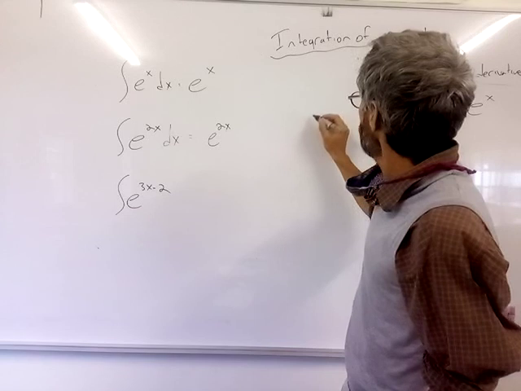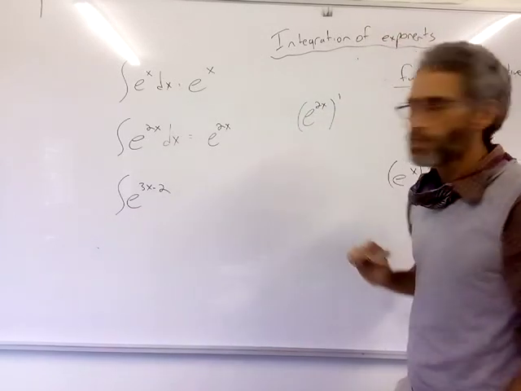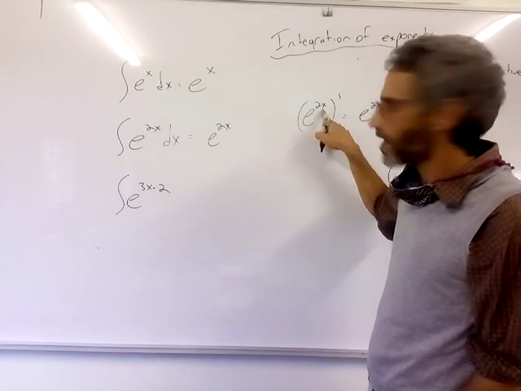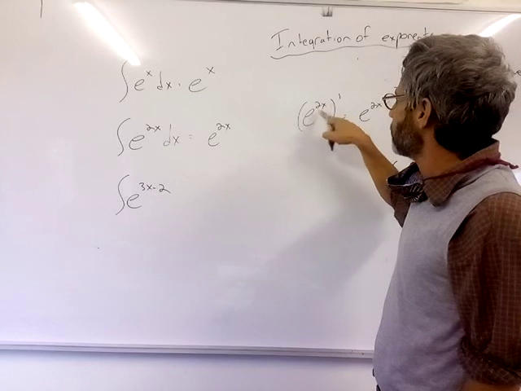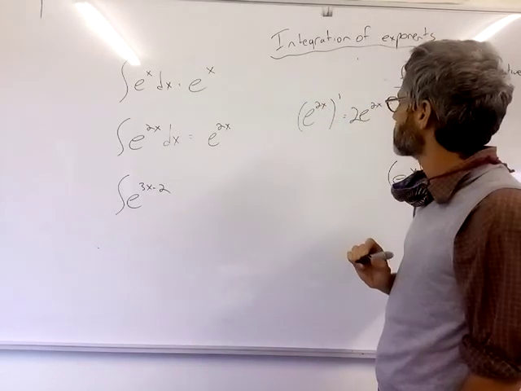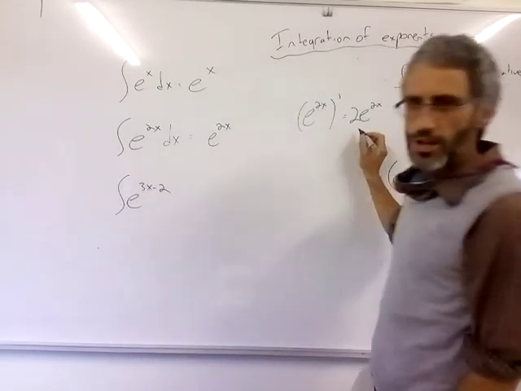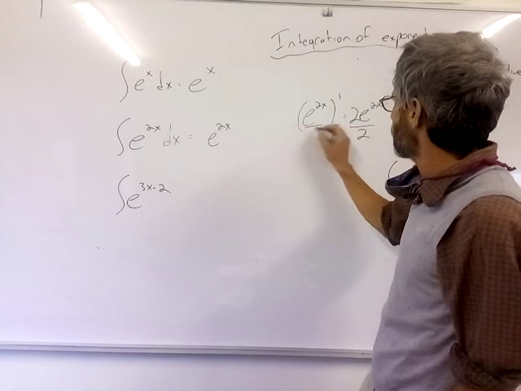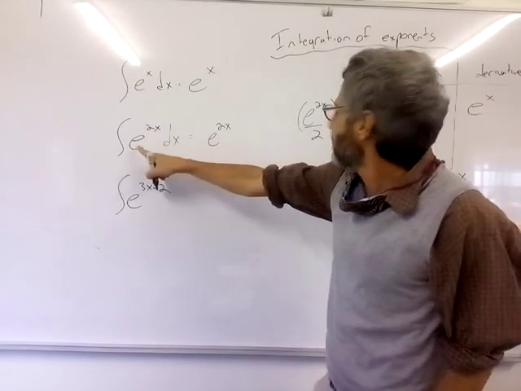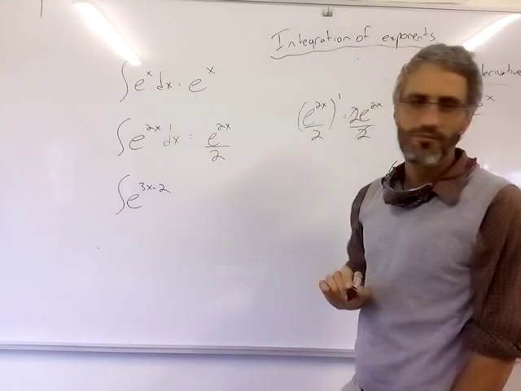Let's look at that. If I take e to the power of 2x and I do the derivative, what are we going to get? We're going to get e to the power of 2x times, using the chain rule, the derivative of the inner function, which is 2. So 2 times e to the power of 2x. But I don't have that times 2, so I want to get rid of it. I'm going to have to divide by 2 to get rid of it. So in other words, the integral of e to the power of 2x is going to be e to the power of 2x divided by 2.